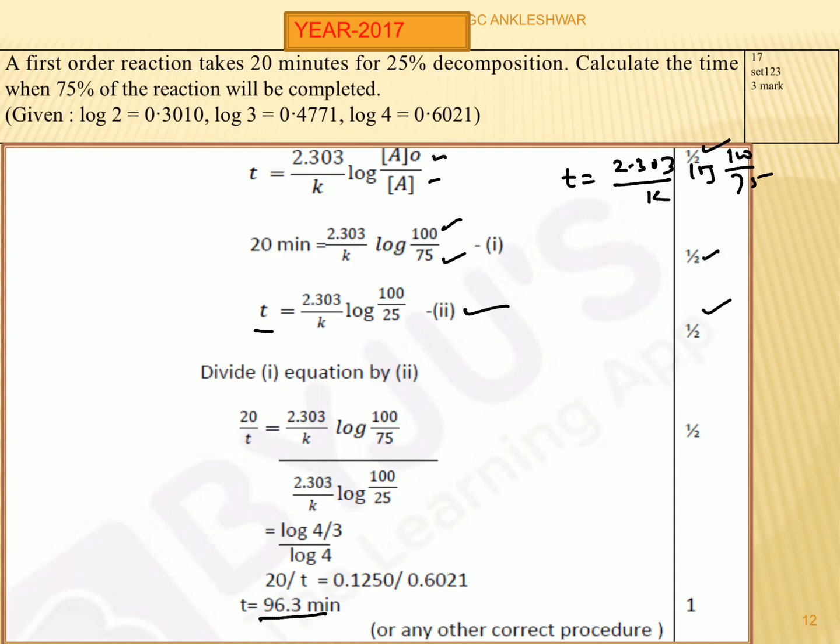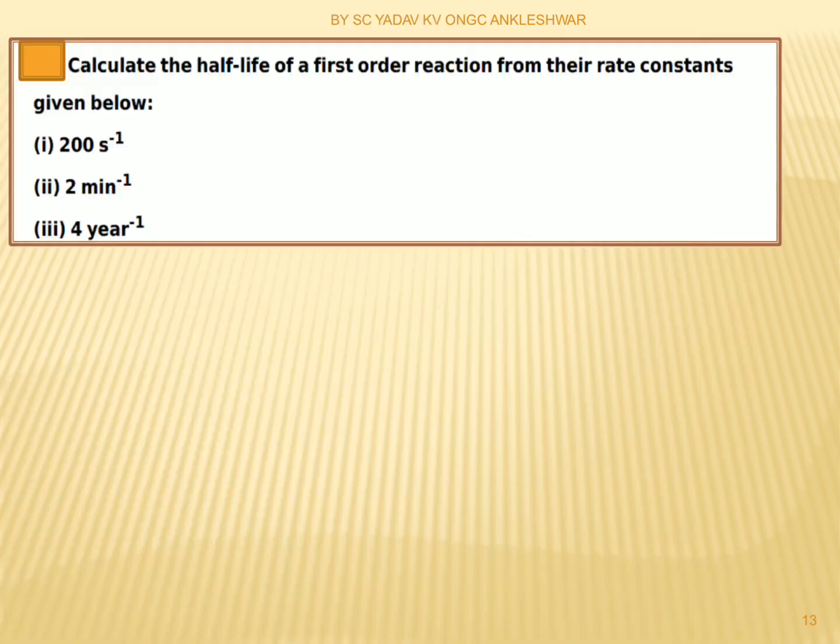So for each step, just see the marking scheme. For writing the formula, half marks. For writing the equations for the two parts, half marks. For the final calculation, you will get 1 mark. Okay, so a total of 3 marks. So are these questions clear to all of you?